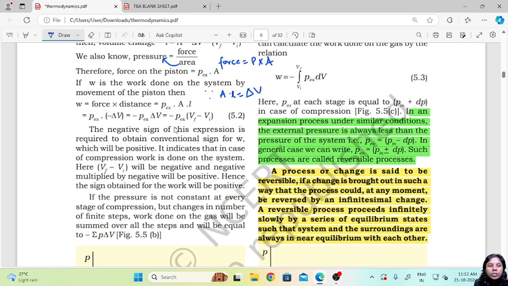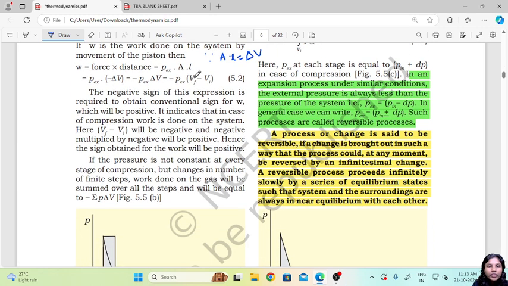Okay, and also that will indicate that the compression work that is there is being done on the system. So therefore the sign is positive. Now here, how will this negative change to positive? If you see, the final volume is going to be less because the pressure is exerted and therefore the volume has reduced to some extent, and the initial volume is going to be higher than the final volume.